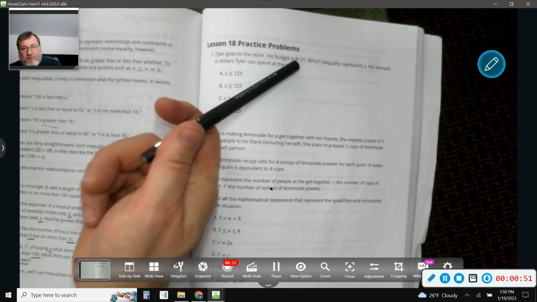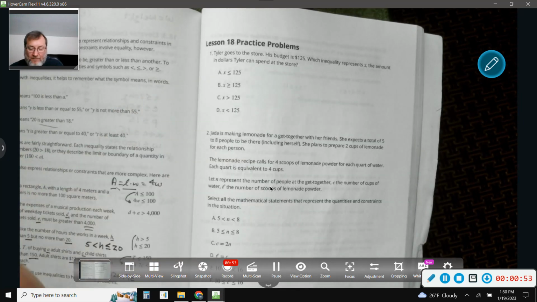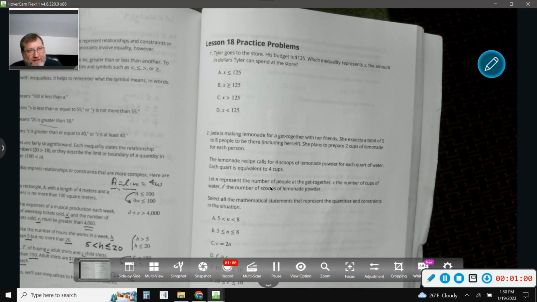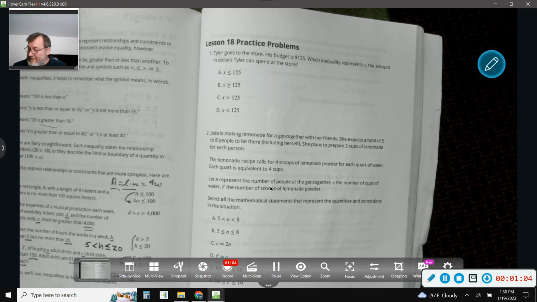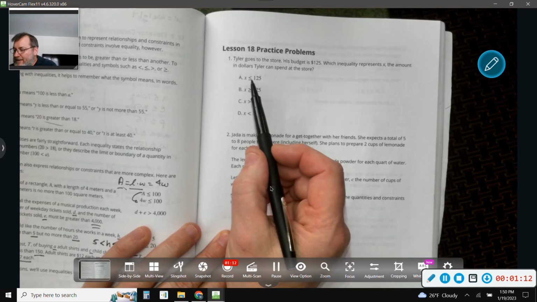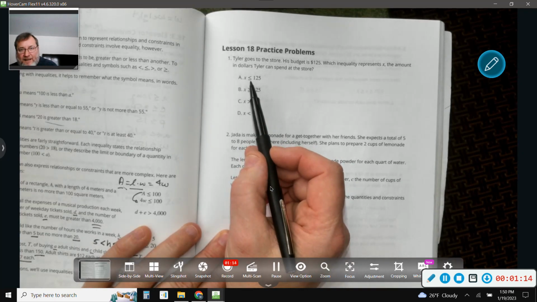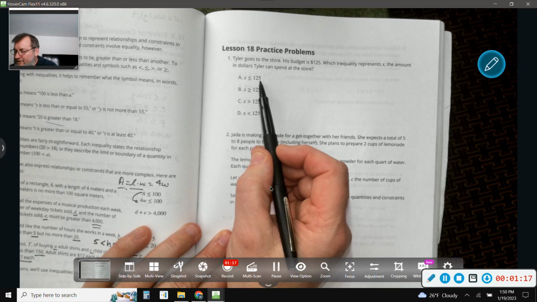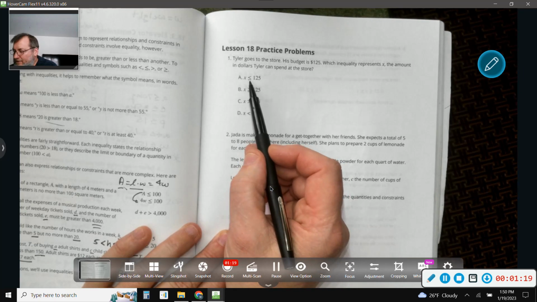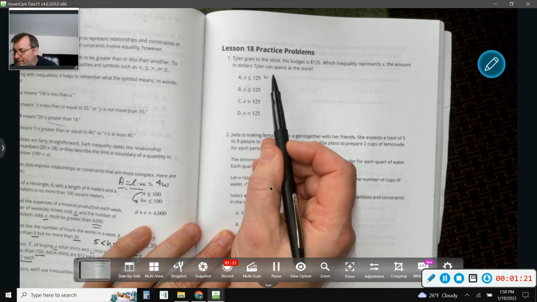Now, can it equal the endpoint? Can it equal 125? Well, if he has a budget of 125, it sounds like he can actually be spending exactly $125. So, though he'll probably spend less, he will obviously go and spend up to and including possibly $125. All right, so we look at this: x is less than or equal to 125. That looks pretty good, because those are the numbers which are less than or equal to 125. So that one looks pretty good.